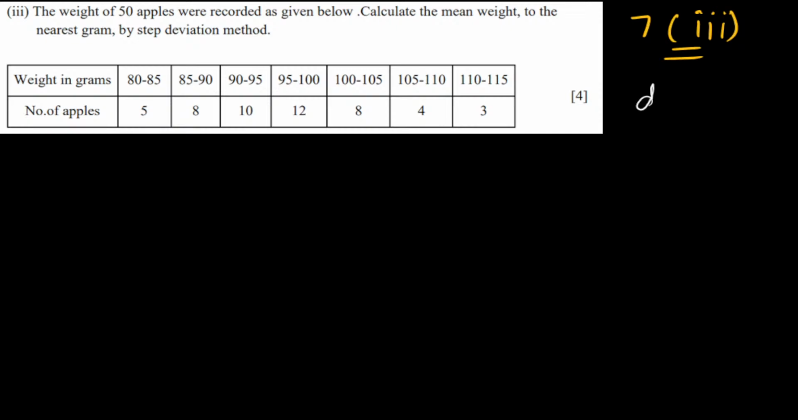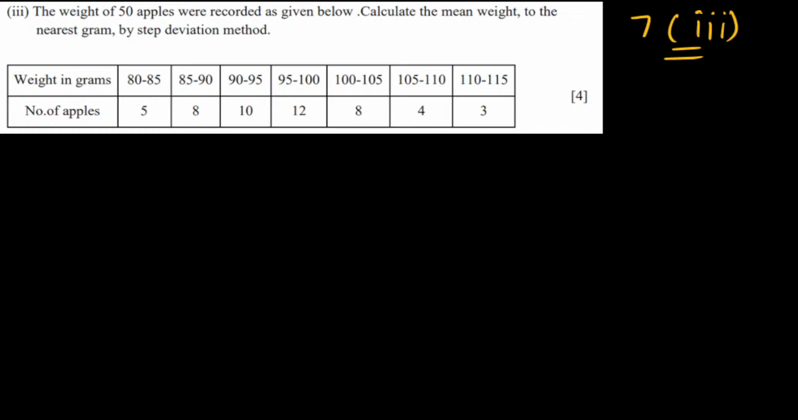First one is direct method. Second one is shortcut method, assumed mean or shortcut method you can say. And third one is step deviation method. See, in the question of mean, whichever method is mentioned, you have to do the question by that particular method only. Don't do it by a different method. If you do it by a different method, you will lose full marks.